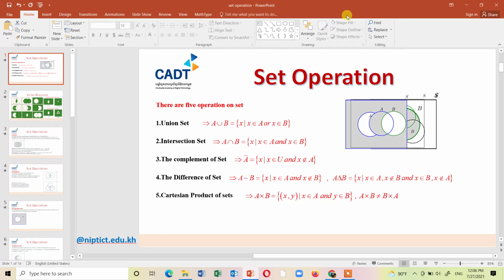How many set operations are there in set theory, or what is the application of set? How to solve set by Venn diagram. This is for this video which I produced for you, and the way to solve some problems with set operations, or solve some problems with sets by using Venn diagram. This is the goal of our lesson. So now we start our lesson, talking about set operations.